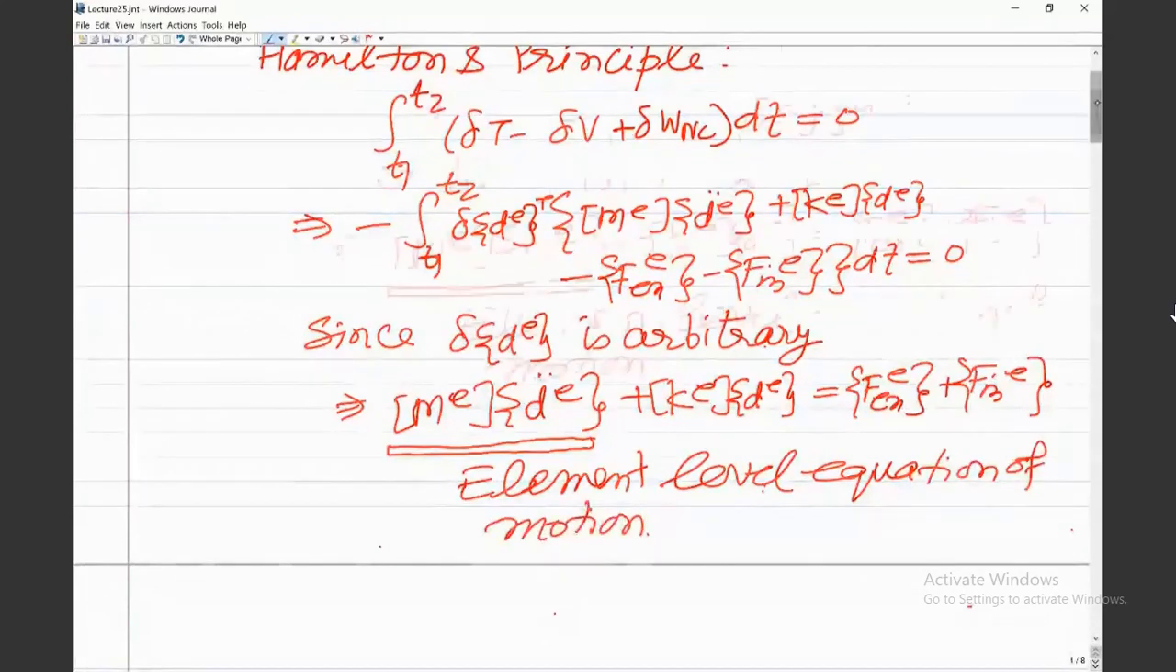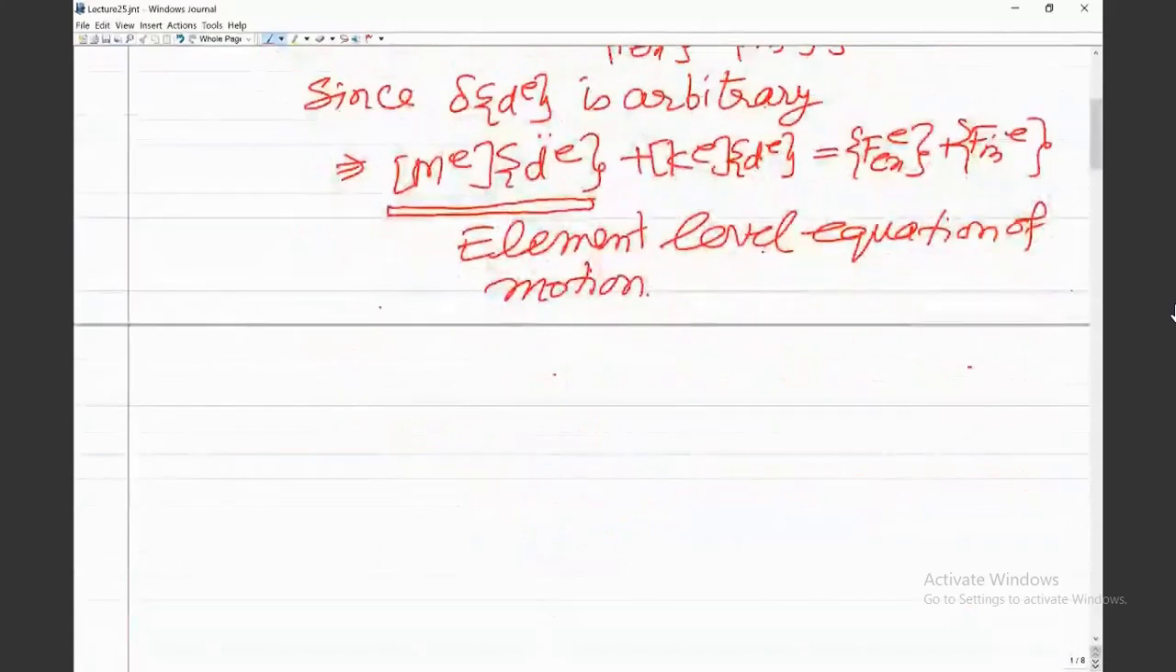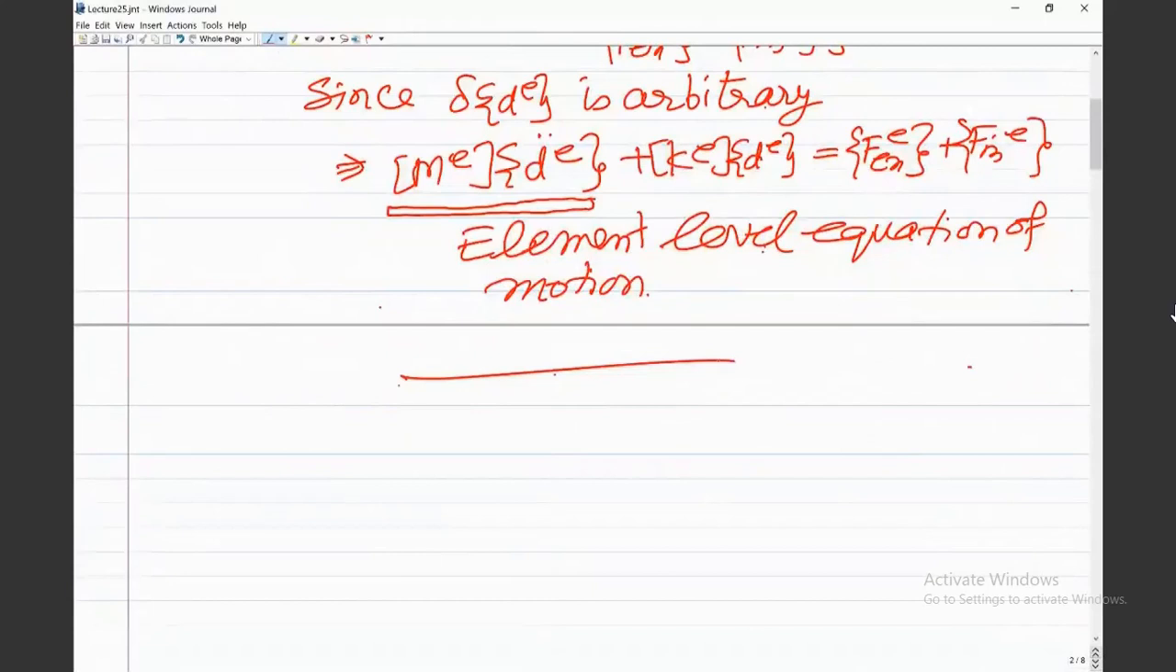Now let me show you an example. Although you might have done it in the basic FEM course, I'll revise it. Let us say we have a rod which is undergoing axial vibrations. There is a distributed load acting on the rod, and let us say we discretize this into two elements, element 1 and element 2.